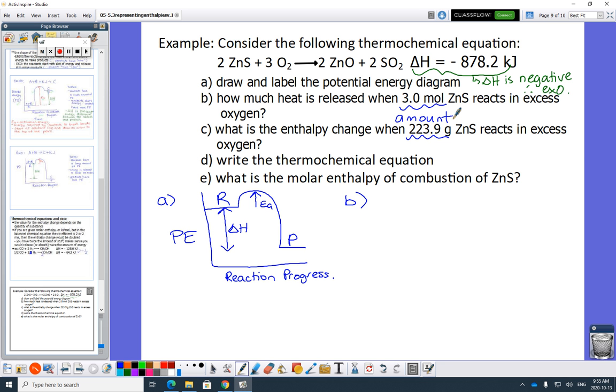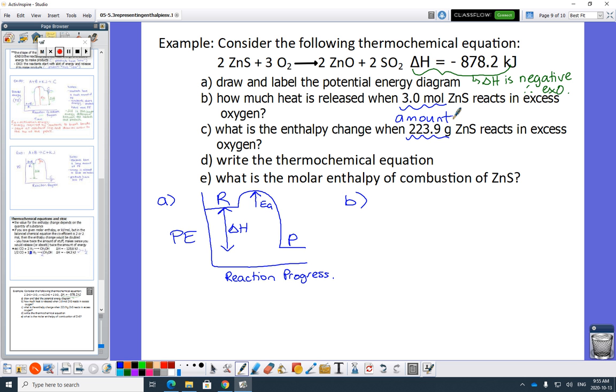When 3 moles of zinc sulfide reacts in excess oxygen. The terminology excess oxygen, excess whatever, you would have seen in grade 11. Remember, we did limiting reagent, and sometimes you were given 2 of the reactants. When it says excess oxygen, all that means is there's more than enough. You don't have to worry about that at all. We're going to focus on the zinc sulfide. According to the reaction, how many moles of zinc sulfide would react?